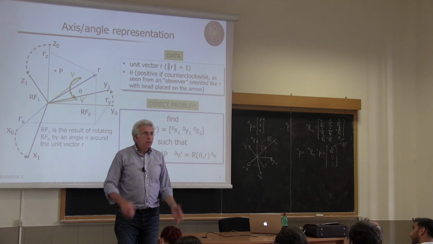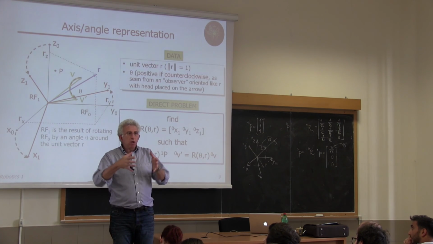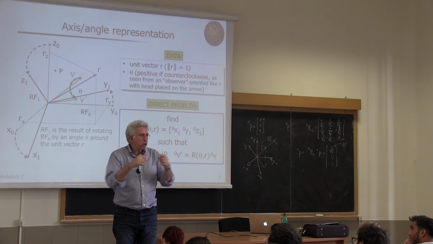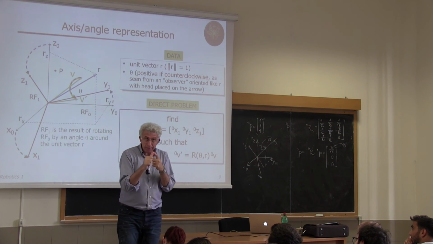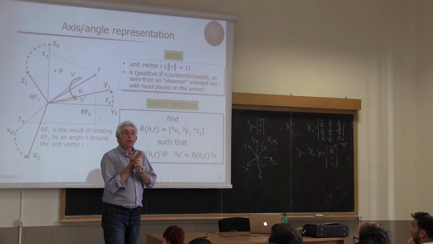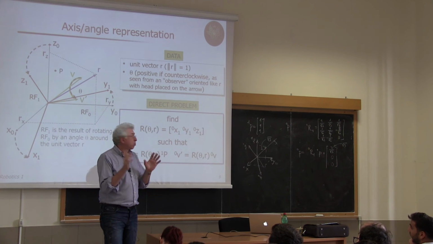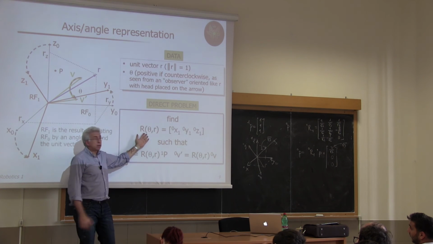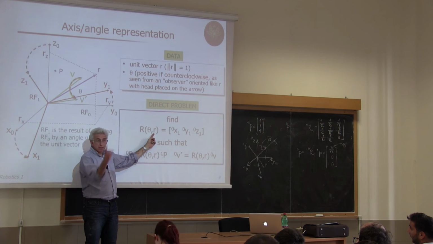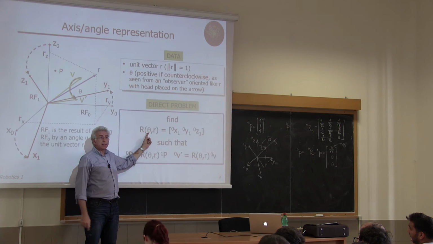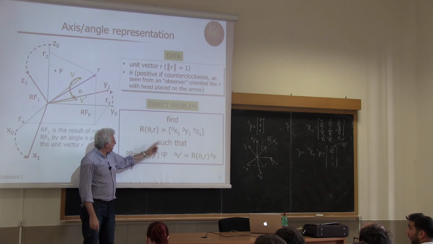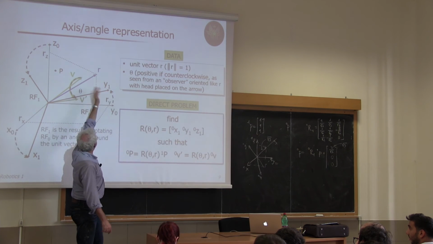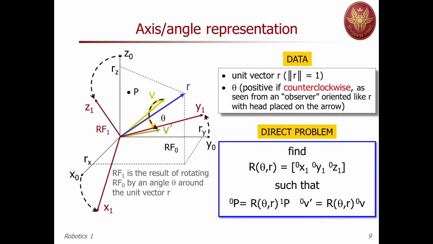If I do proper computation, I will obtain a rotation matrix which is a function only of small r, the vector r, and the angle theta. And this is the so-called direct problem. So I find a rotation matrix parameterized by the axis around which I'm rotating and the angle theta, such that this matrix will rotate whatever vector I'm considering. Because, of course, I'm rotating the world around this axis by an angle theta. So whatever vector will then be rotated by this.